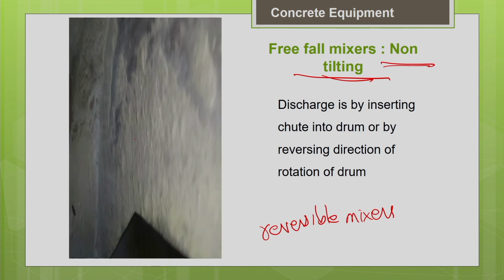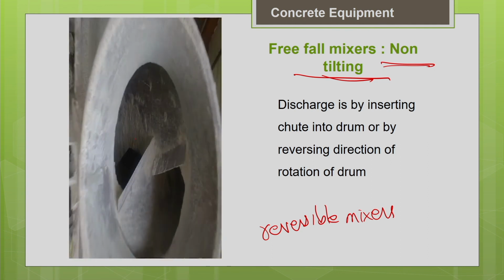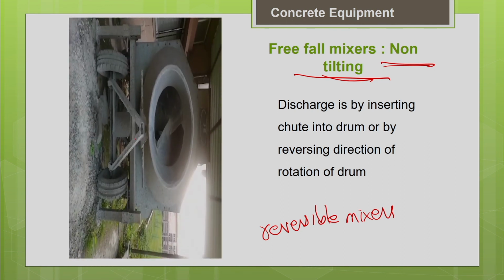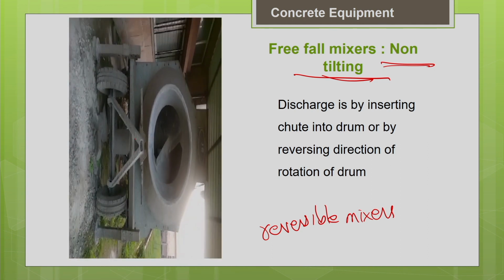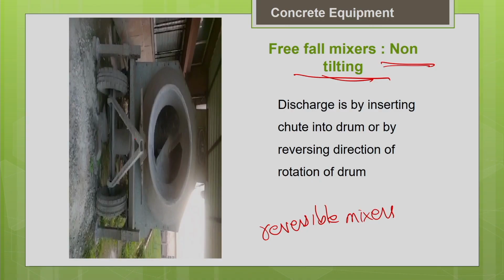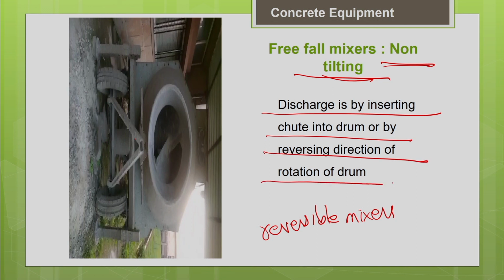So, this spiral arrangement of blades inside the drum, what it does is, when you rotate the drum in one direction, it will pull the material inside. When you rotate the drum in the opposite direction, it will push the material outside. That is why by reversing the direction of rotation, I can discharge the concrete out in these non-tilting mixers. So, the discharge of concrete can be done by inserting the chute into the drum or by reversing the direction of the rotation of the drum.